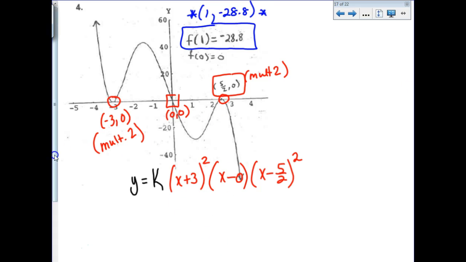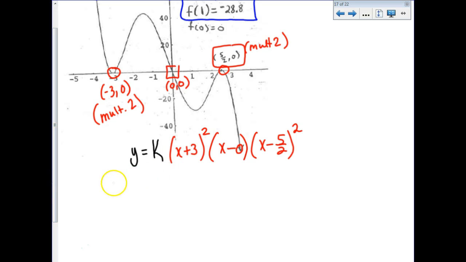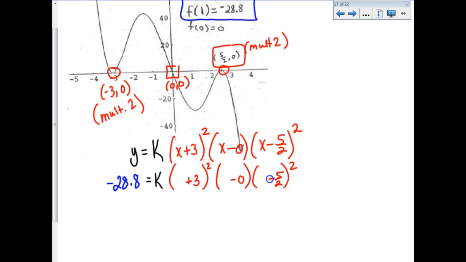All right, here we go. Was it -28.8? Okay. -28.8 equals, I do not know k. And the x I'm supposed to plug in was 1. Oh boy, here we go. So, that's a lot of fractions going on, guys. I don't know about you. I'm not feeling any mental math at the moment.